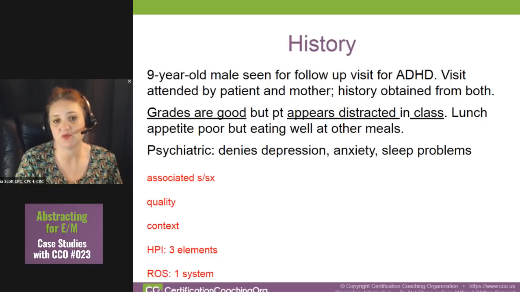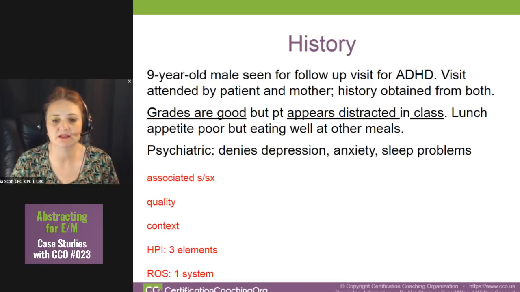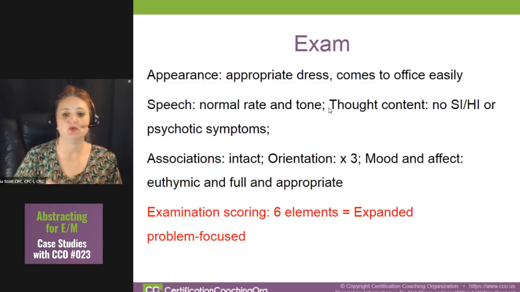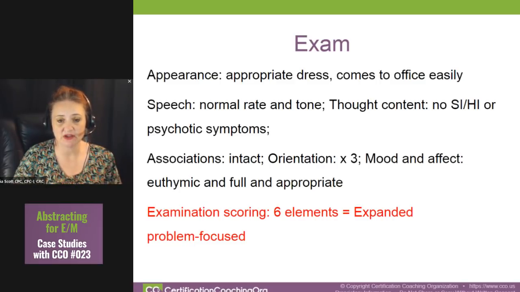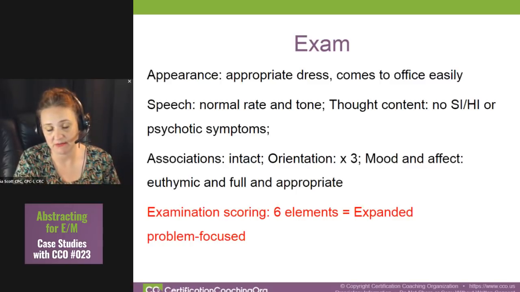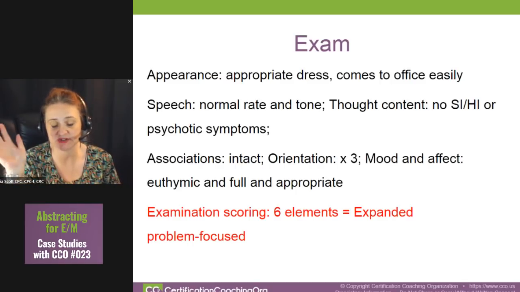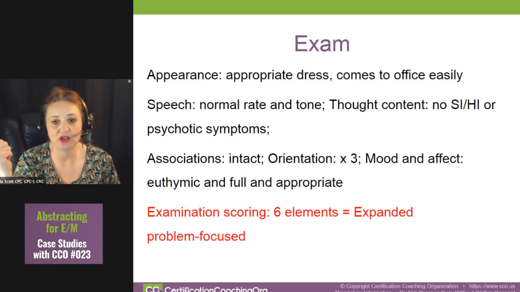What's the review of systems? We have one review of system, psychiatric. Okay, so again, what does that tell us? We're moving on to the exam. Now, with the exam, we have appearance. So we're physically looking over the child. Appropriate dress, comes to office easily. So you call the patient, the mother and the child walk up to the nurse and walk into the room. The doctor's standing there and says, "Hi, how you doing, little Johnny?" And they go in.